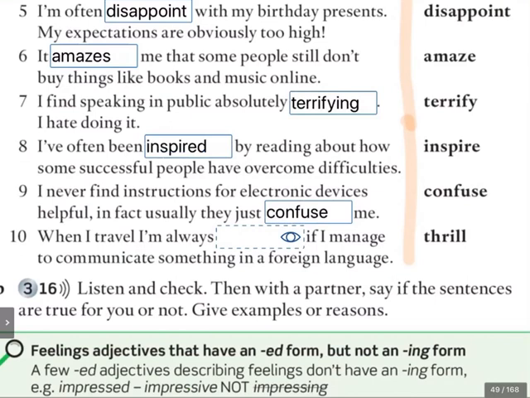And number 10, when I travel, I'm always, if I manage to communicate something in a foreign language. Now, thrill means like excited, very strong excitement. Now, do we need the verb, or do we need ed, thrilled, or ing, thrilling? Have you got an answer? Let's see. We need ed here. When I travel, I'm always thrilled if I manage to communicate something in a foreign language.